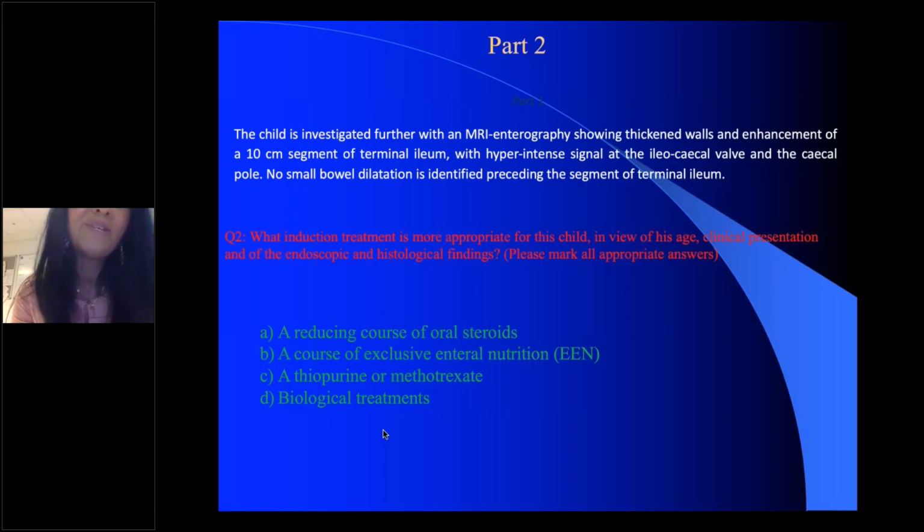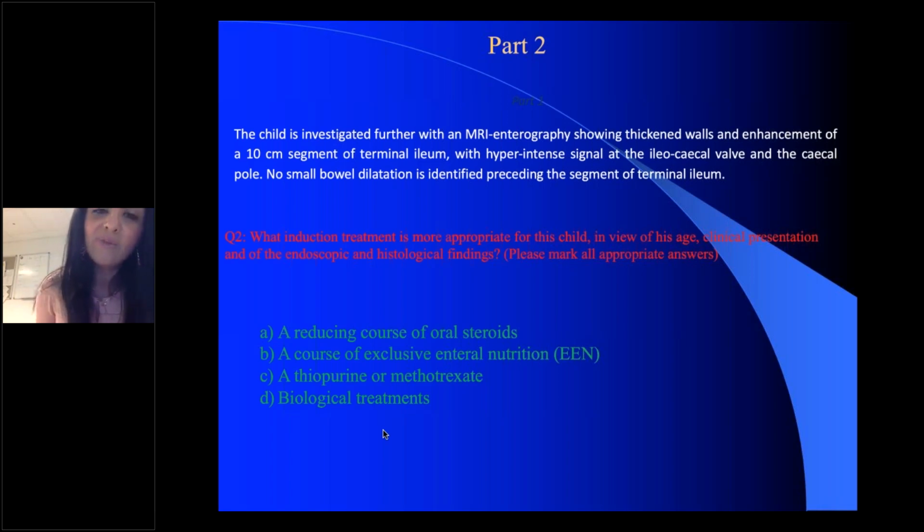Super, super. So you have all gone for the right answer, which is B, exclusive enteral diet. And that is the right answer because, oh good, I was just going to go through it. Somebody's also just texted me A, and that's good. So let's go through induction treatment for this child.